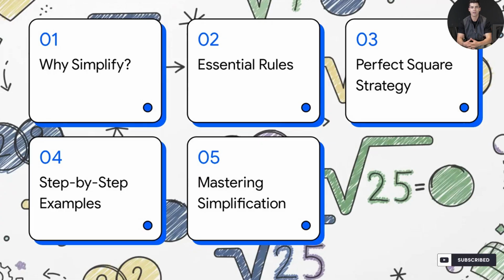So here's our game plan. First, we'll get into why this even matters. Then, I'm going to give you the only two rules you really need to know. From there, we'll build our core strategy, walk through some examples together, and then wrap it all up with a few pro tips that will make this skill stick for good.